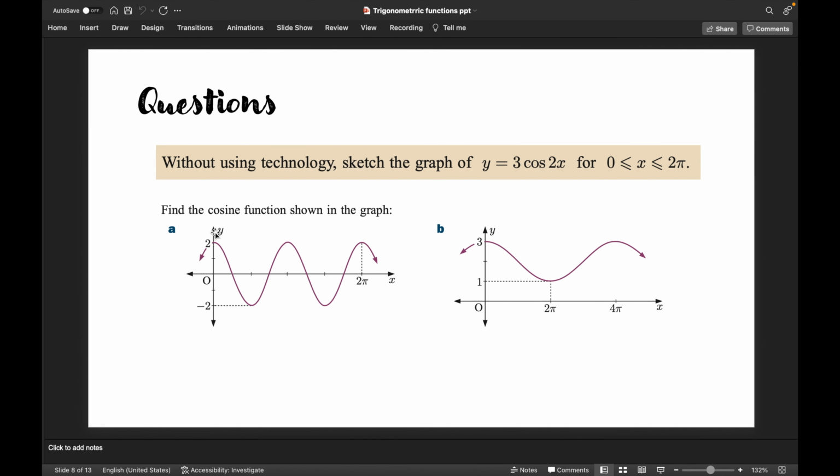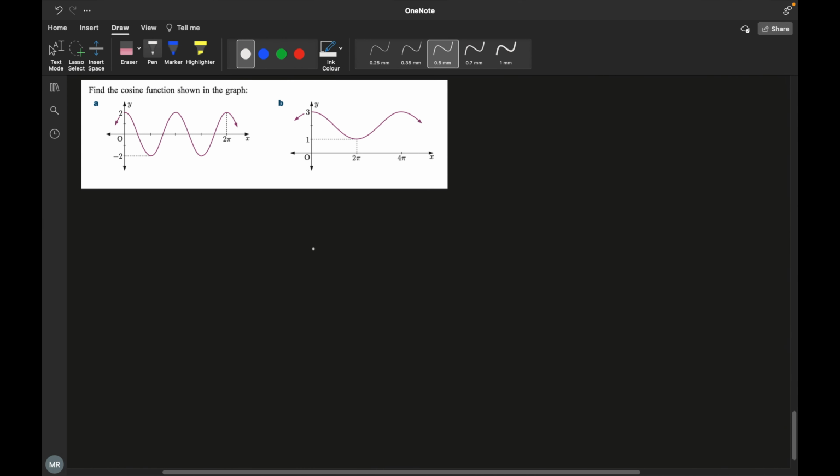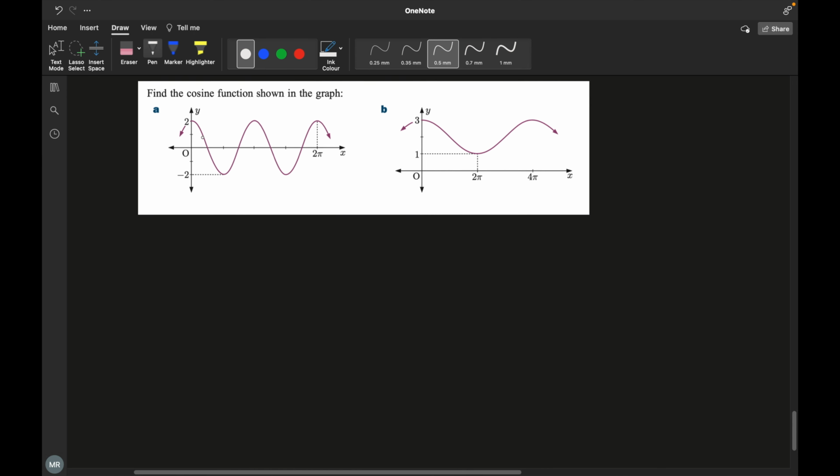Now let's look at the next question. We have to find the cosine function for the following graph. Let's use the concepts we have learned to solve this question. Alright, so we'll start with the first one.